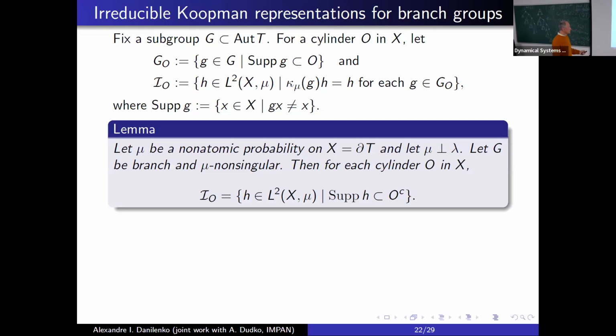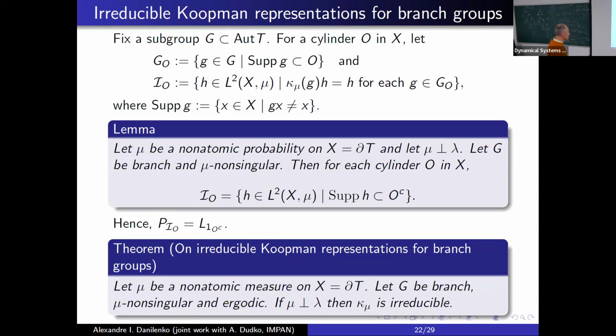we have a nice description of this invariant subspace I_O. So this is the subspace of vectors which are fixed under every transformation from G_O. So it looks very nice. We can explicitly describe this space as the set of all functions supported in the complement of O. So in particular, the orthogonal projection to this space is just the operator of multiplication by the indicator of the complement of O.